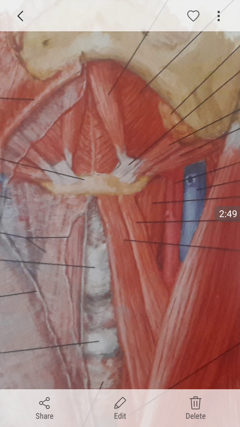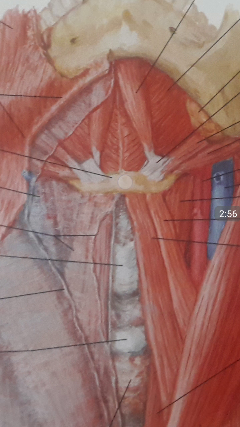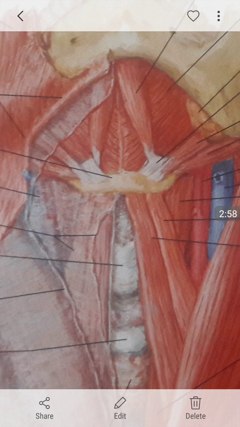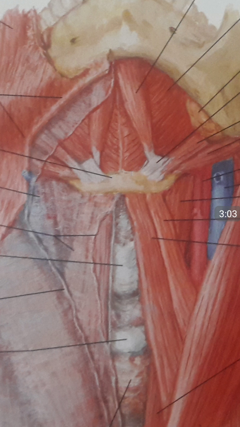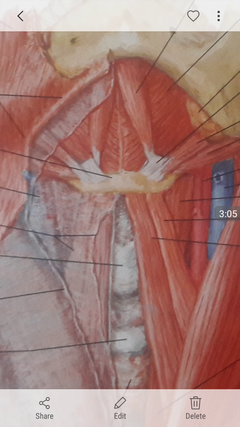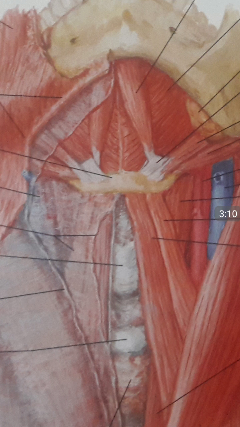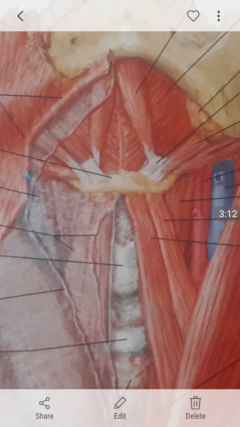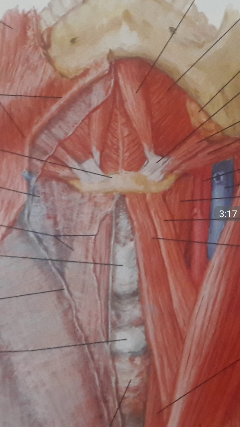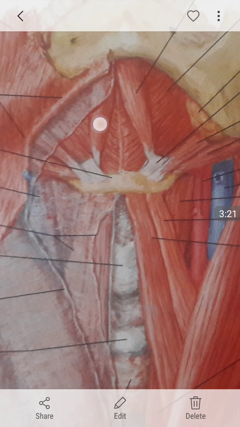So between the two anterior bellies of the digastric muscle and the hyoid bone, we have the submental triangle. It has a base which is bounded by the hyoid bone, then the right and left borders which are formed by the anterior bellies of digastric, and in the midline these two bellies meet each other and form the apex. So: base, right border, left border.